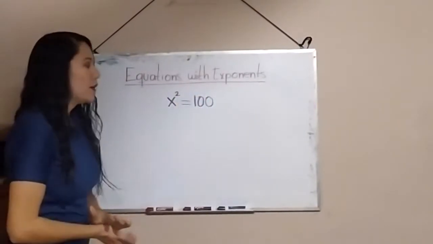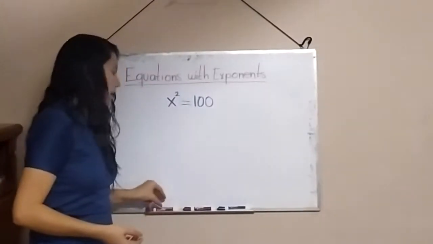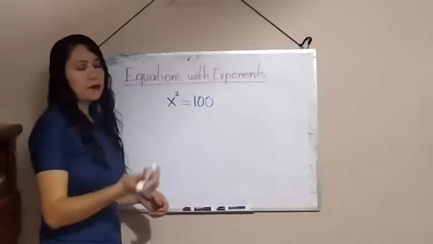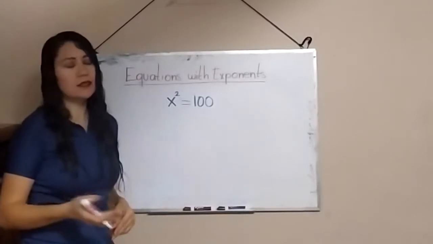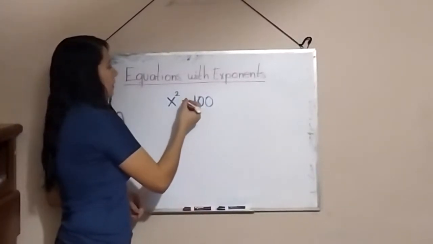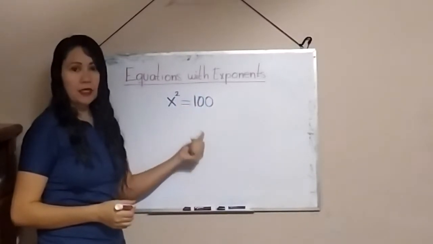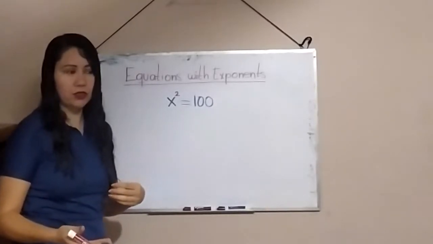Exponents class. To begin with the class, we are going to remember what are the elements that make this expression an equation. First of all, we need to have a variable, which is a letter representing a number that we don't know what number it is. And very important is that we need to have an equal sign. If we don't have an equal sign, then it's not an equation, it's just an expression.